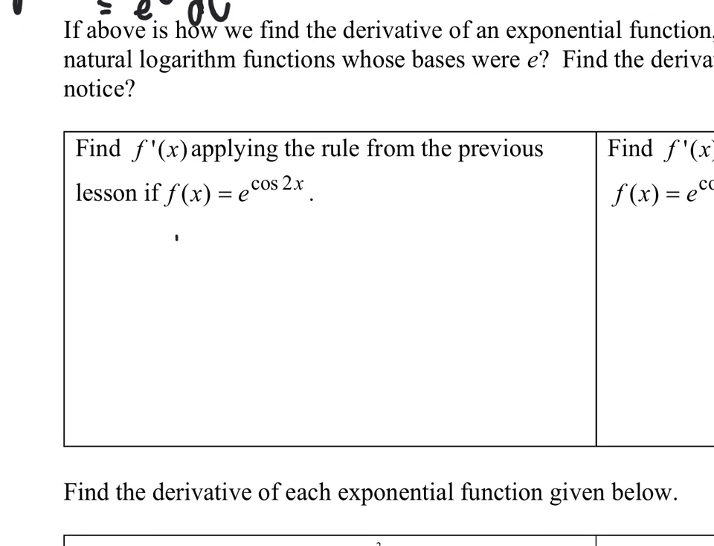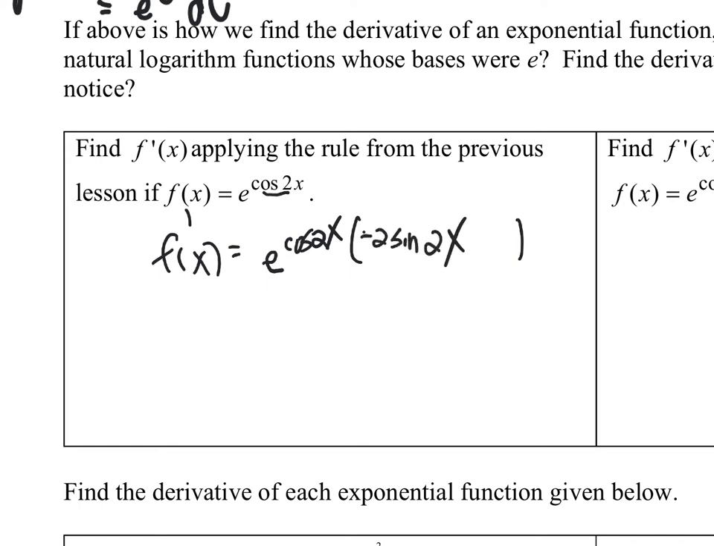So, f prime of x would be e to the u, which is cosine of 2x, times the derivative of u, which, using chain rule, is multiplied by 2, so it'd be negative sine of 2x times 2. So I'm going to write negative 2 sine of 2x. And there's my answer, all of that multiplied by e to the cosine of 2x.